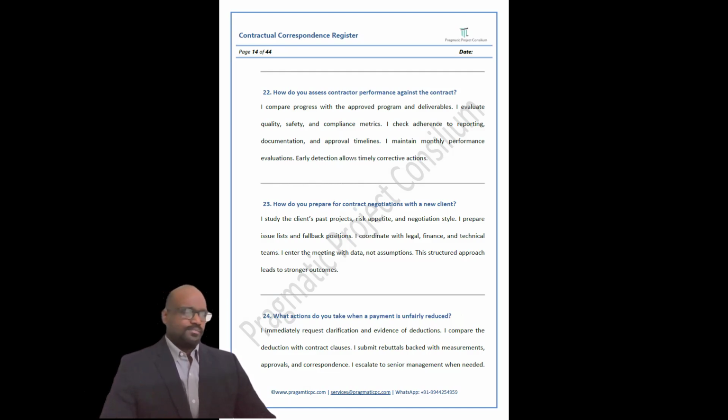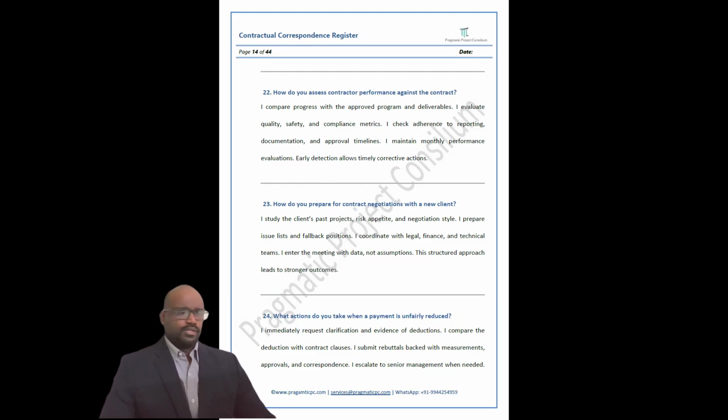Question number 24. What actions do you take when a payment is unfairly reduced? First of all, we have to see that an immediate clarification is raised. So I compare the deductions with the contract clauses, whether they are legal, whether they are contractual.